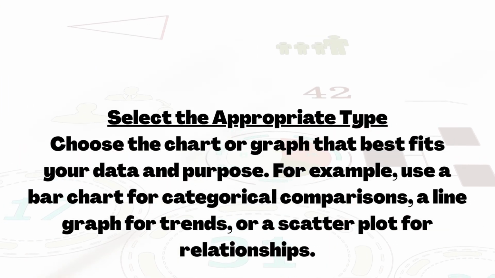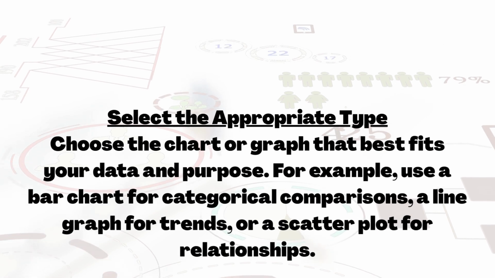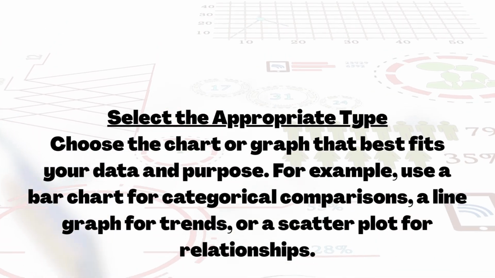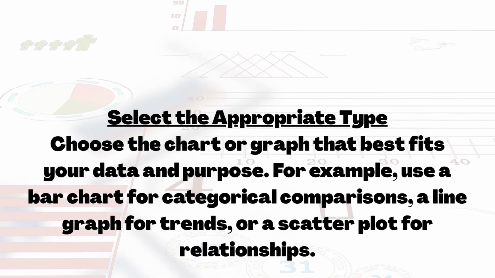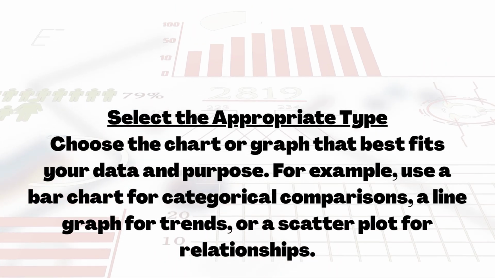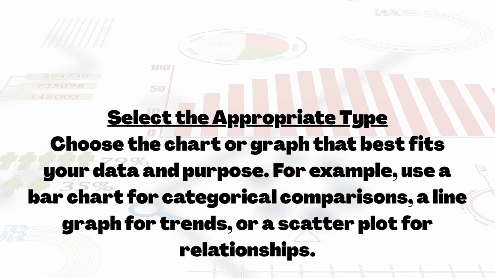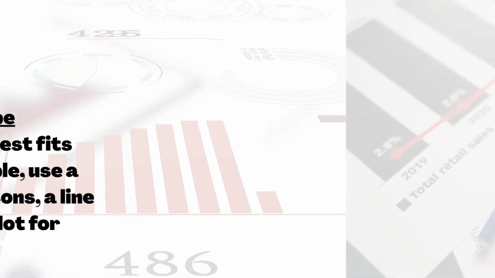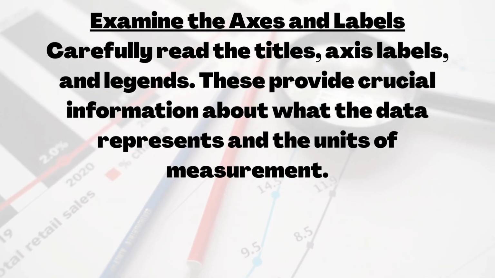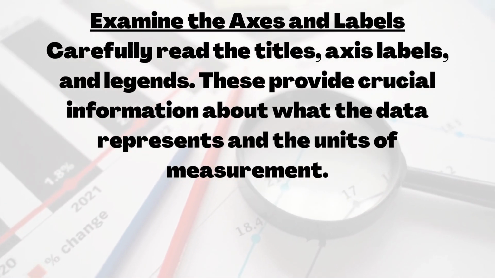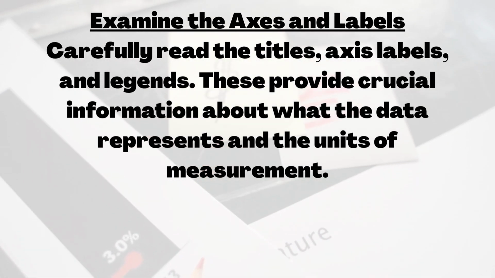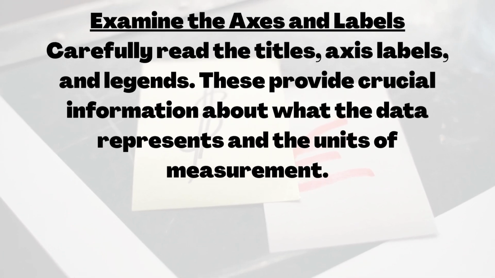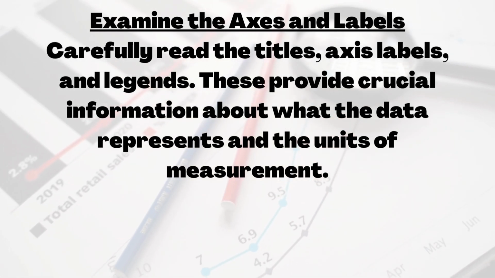Select the appropriate type. Choose the chart or graph that best fits your data and purpose. For example, use a bar chart for categorical comparisons, a line graph for trends, or a scatter plot for relationships. Examine the axes and labels. Carefully read the titles, axis labels, and legends. These provide crucial information about what the data represents and the units of measurement.